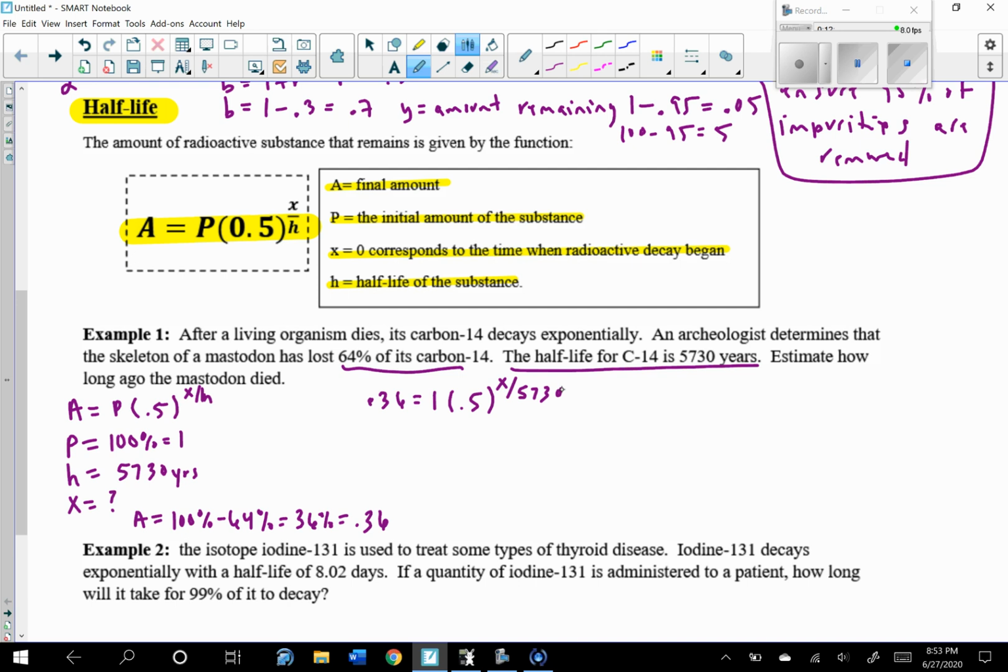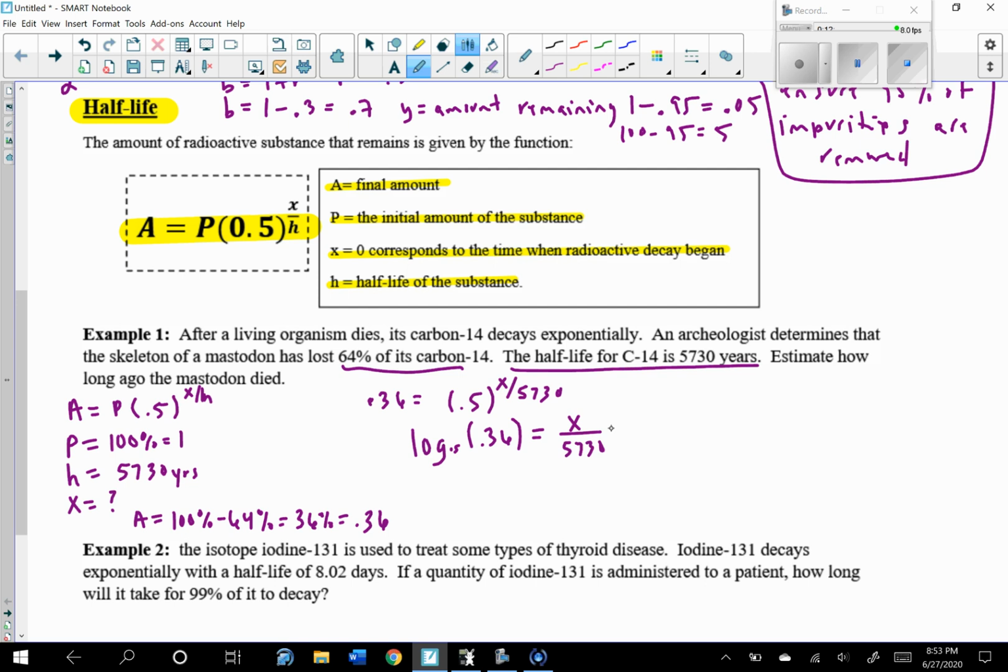So the first thing you want to do is get the base with the exponent part isolated first. So we have 1 times all of this. So again, if you divide by 1, it's not going to change the equation, so I'm just going to erase that out. So now we have our exponential equation isolated. So now we can write this in log form to solve for the variable exponent. So this is the log, the base stays the base, 0.5, the argument's 0.36 is equal to the exponent, x over 5,730.